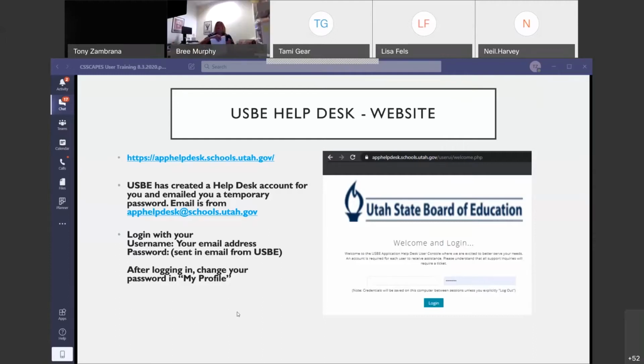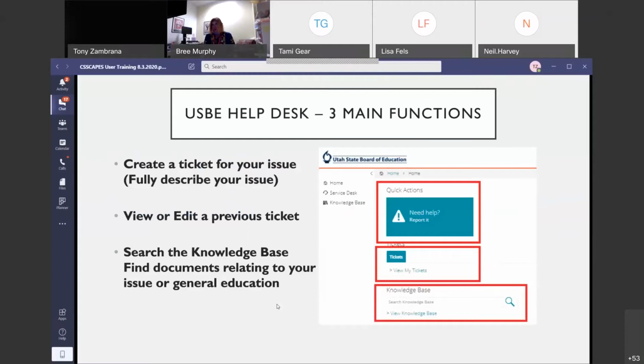I would recommend that once you've logged in, you click the profile icon. It's up in the right-hand corner of the screen, and you can change your password in My Profile. Okay, there are basically three main functions of the help desk. The first is obviously to create a ticket for whatever your issue is. And please fully describe the issue. It helps us know how to proceed. So instead of just saying, I have a problem with Seascapes, actually say what problem you might be having with logging in and that kind of stuff.